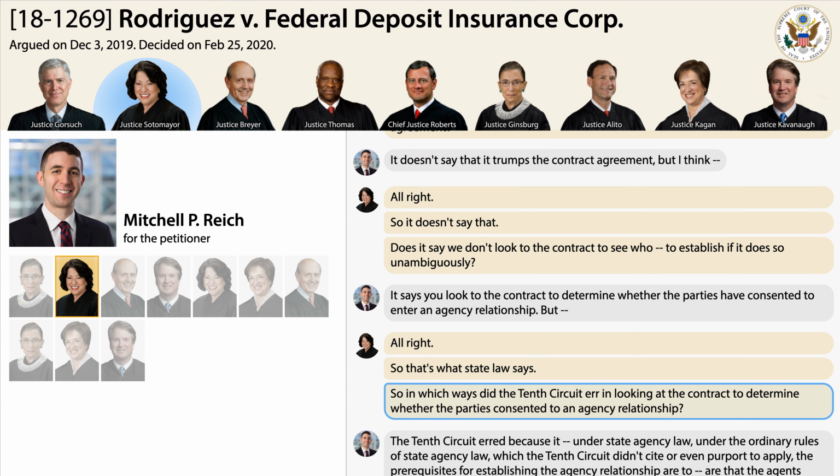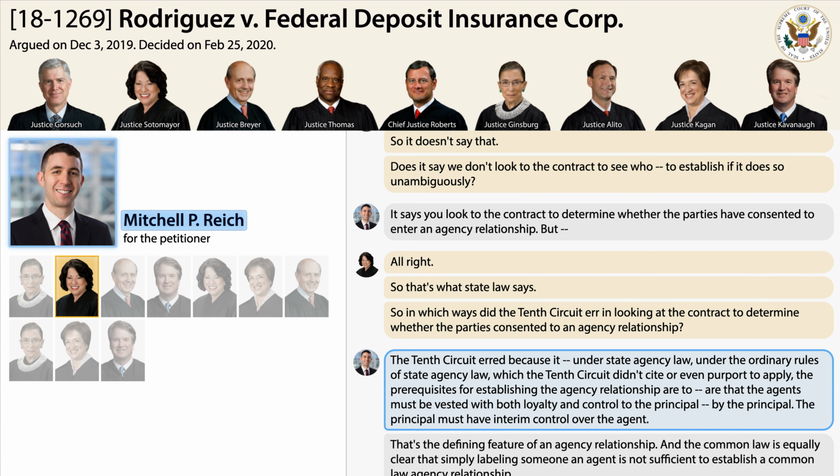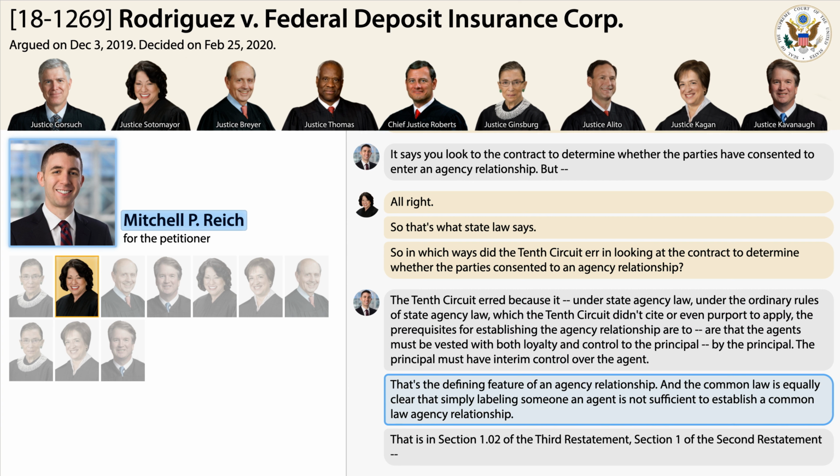So in which ways did the Tenth Circuit err in looking at the contract to determine whether the parties consented to an agency relationship? The Tenth Circuit erred because under the ordinary rules of state agency law, which the Tenth Circuit didn't cite or even purport to apply, the prerequisites for establishing an agency relationship are that the agent must be vested with both loyalty and control to the principal, by the principal. The principal must have interim control over the agent. That's the defining feature of an agency relationship.